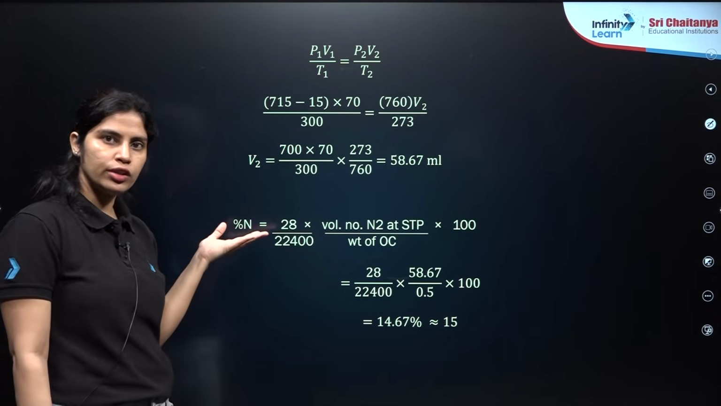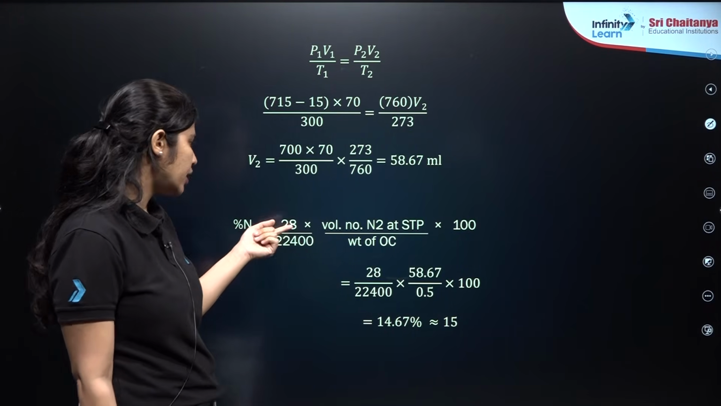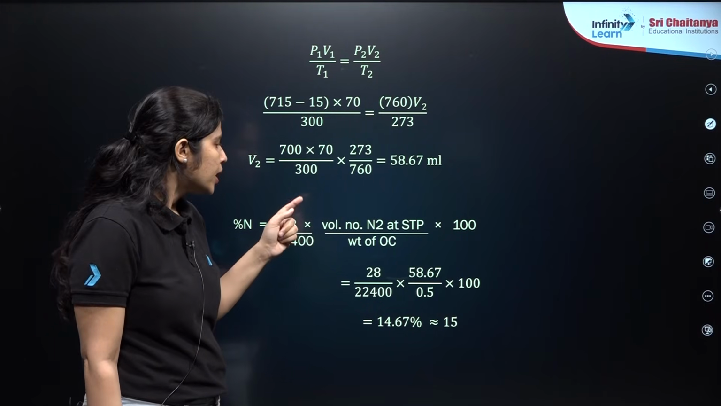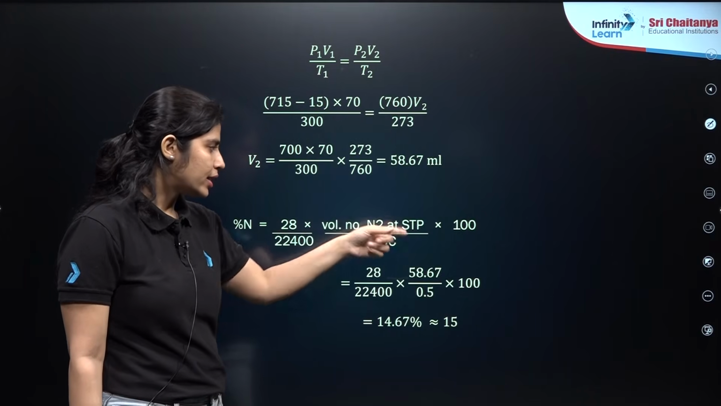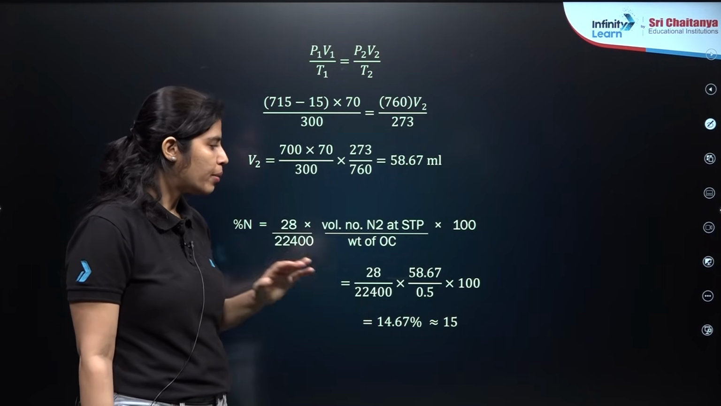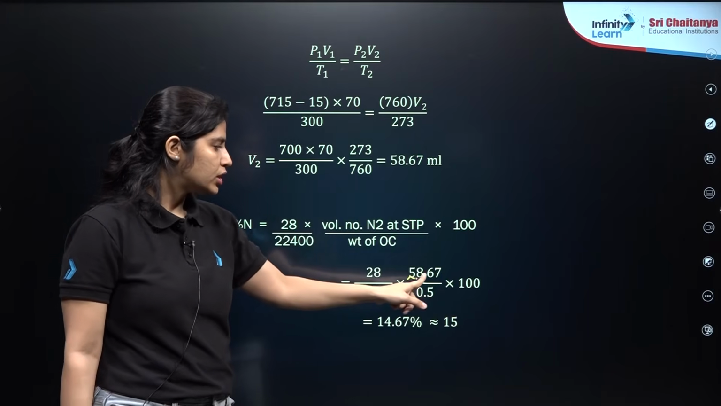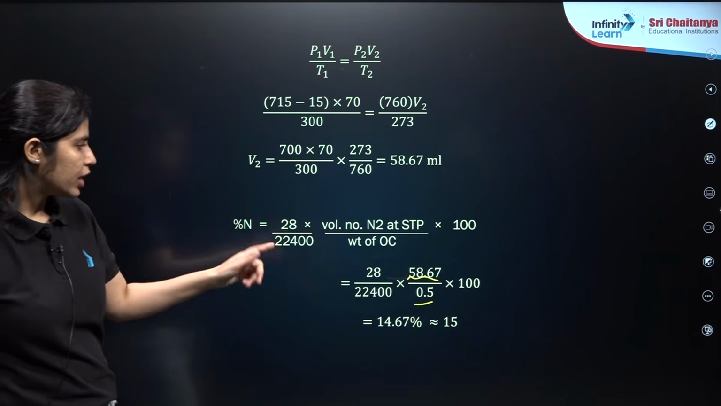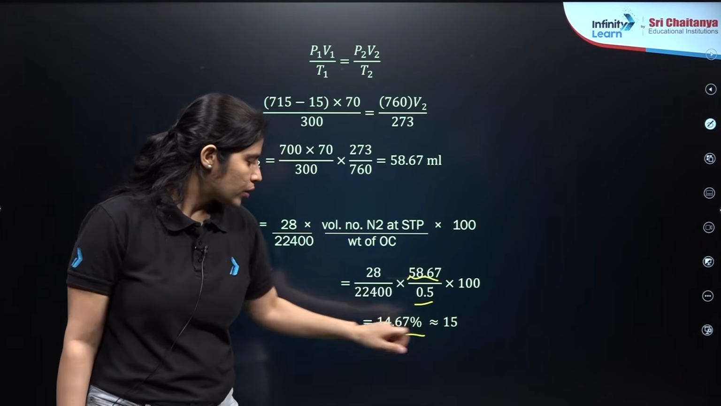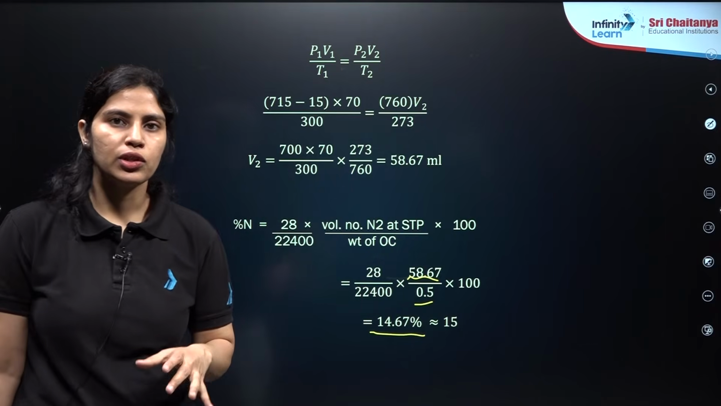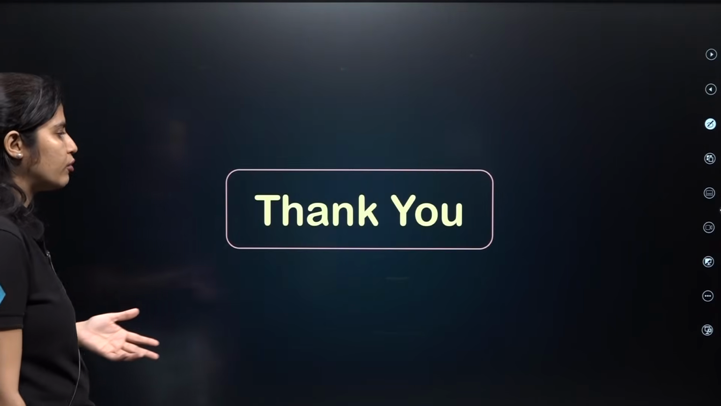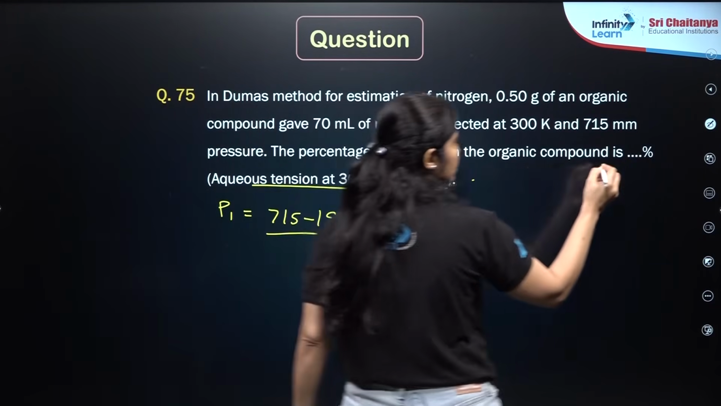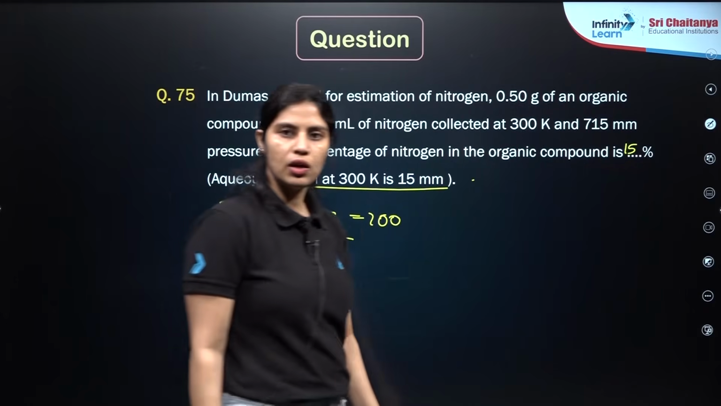Now we are going to put it in the equation of Dumas. Dumas is percentage of nitrogen. So first of all, N2, which is 28 divided by 22,400 because at STP. Then the volume of N2 at STP and the weight of the organic compound, both these values we have calculated, and for the organic compound they have already given us the mass. So we have put it over here. Your answer is going to come out to be 14.67, but you have to write down the nearest, so you will write the answer as 15. Okay, it is 15%.